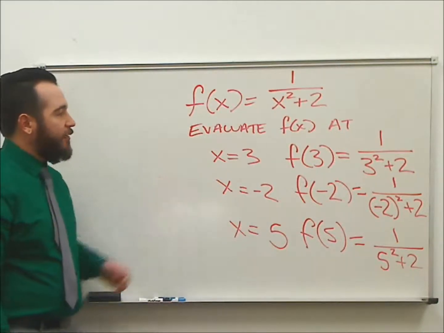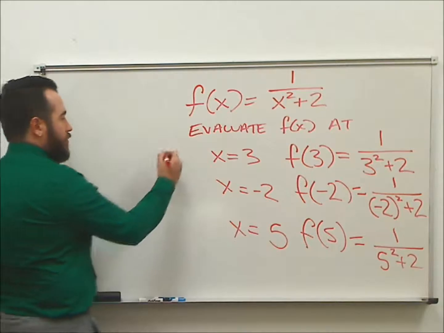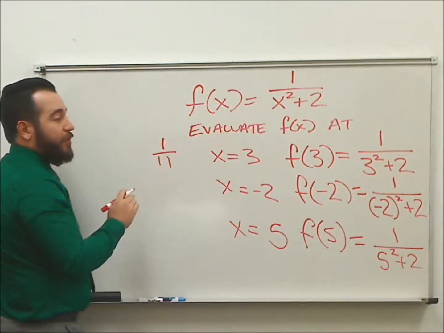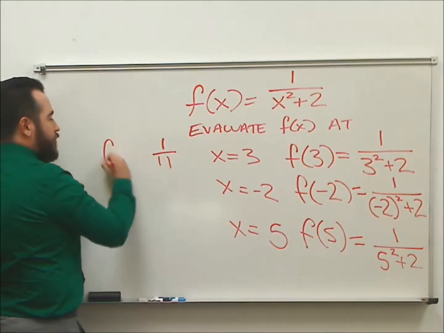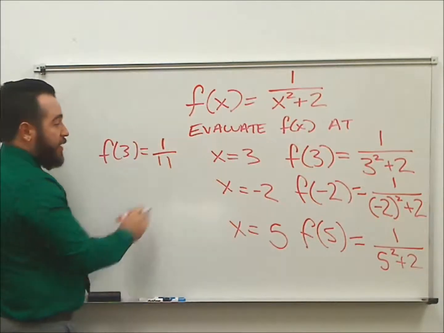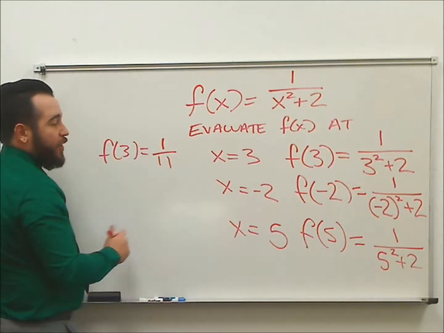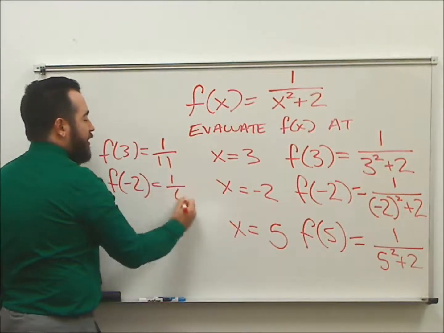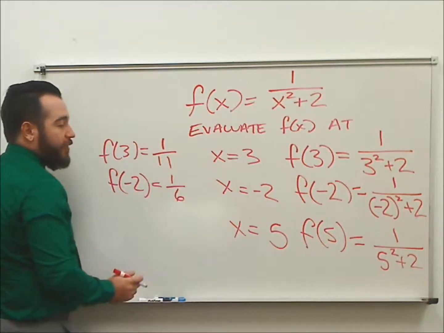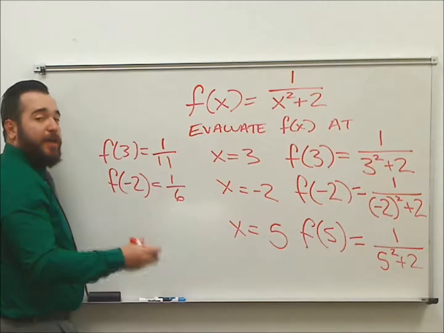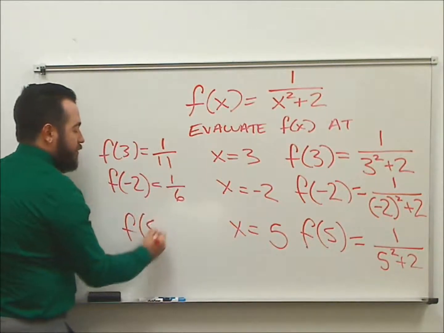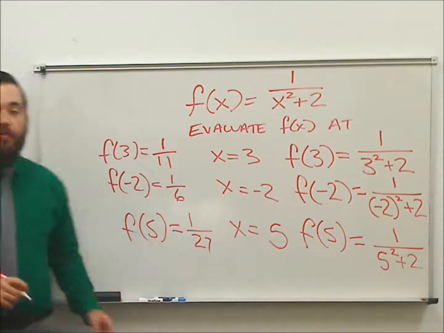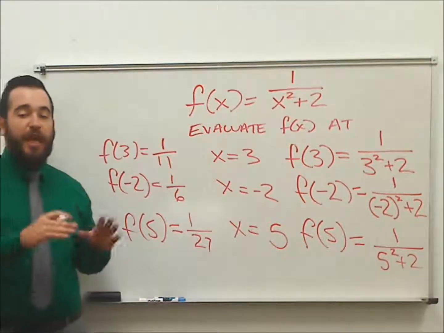All right, so that means that f of 3 is equal to 1 over 11. That's 3 squared plus 2 on bottom. Next up, 1 over negative 2 squared plus 2. That gives us a 6 on bottom. And then 1 over 5 squared plus 2. 5 squared is 25, plus 2 is 27. So there you are. You've successfully evaluated a function at 3 different values.